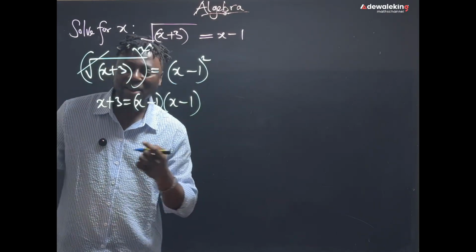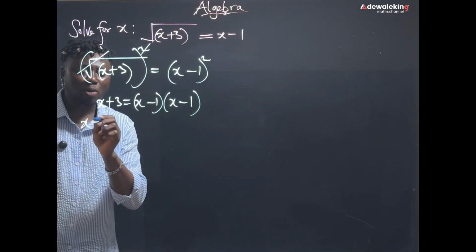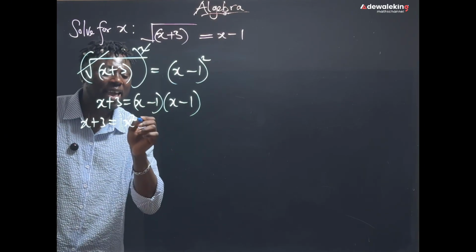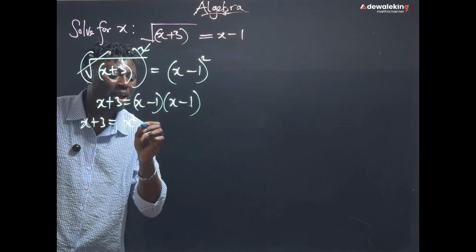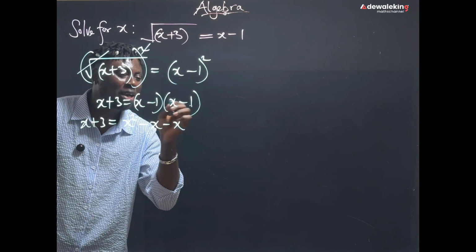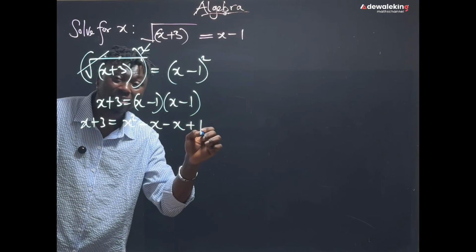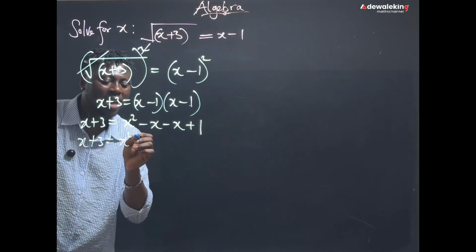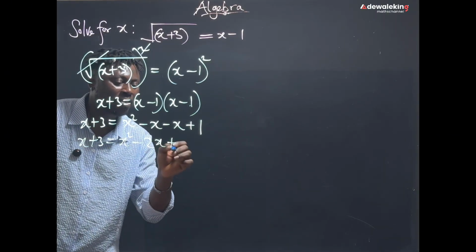So from here, we can easily say x plus 3 is equal to, you multiply this by this, we have x squared; x times minus 1, we have minus x; and this times this gives us minus x; minus 1 times minus 1 gives us plus 1. So we have x plus 3 equals x squared minus 2x plus 1.